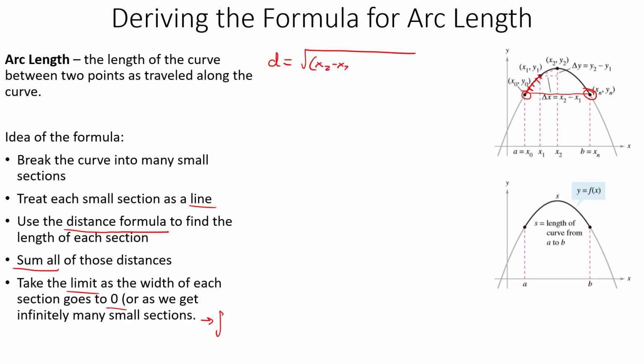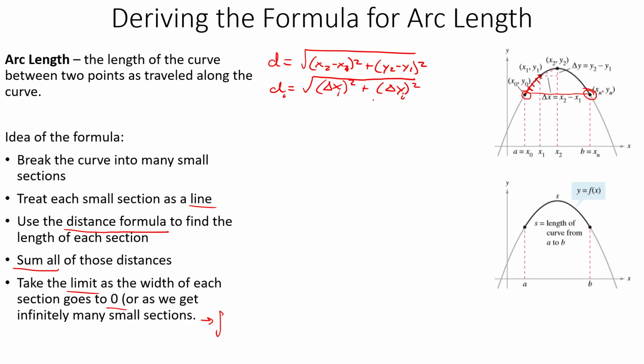So remember the distance formula, it's the square root of the change in x squared, plus the change in y squared. The symbol we use for change is often delta x. So we have delta x squared plus delta y squared, and that would be our distance for each little section. Maybe we could put a sub i here, so this is the length of the ith interval.